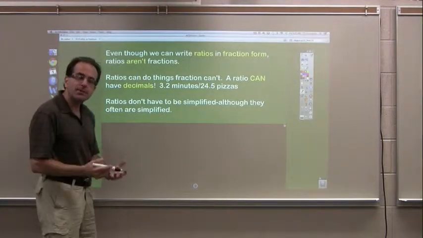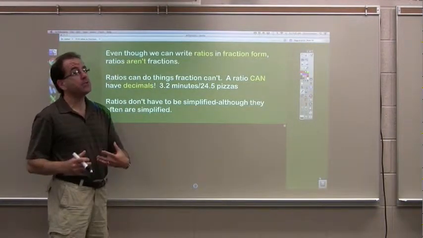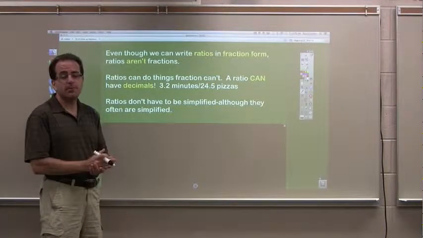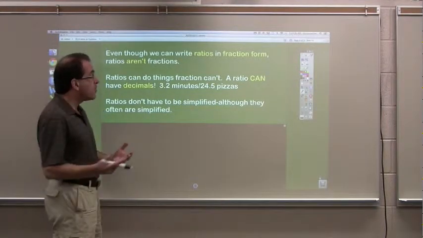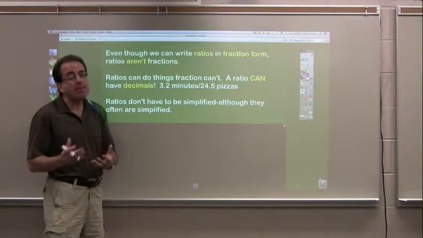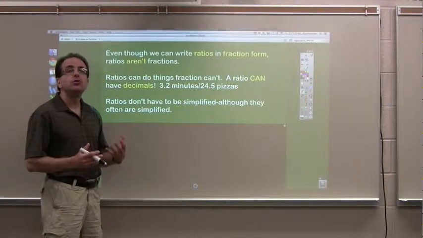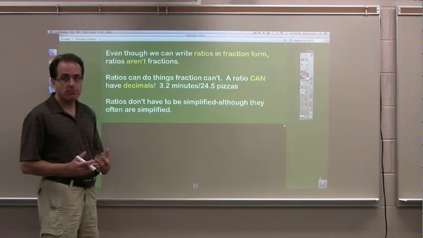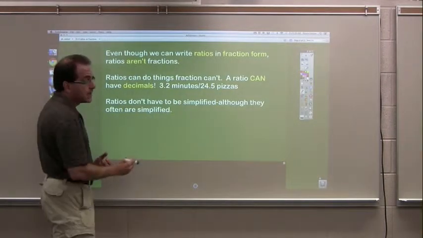Ratios don't always have to be simplified. At least in my classroom, I always tell my students, simplify, simplify, simplify, unless told otherwise. But with ratios, it may or may not be helpful or desirable to simplify a ratio. And that's it.